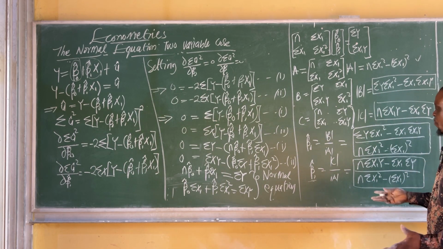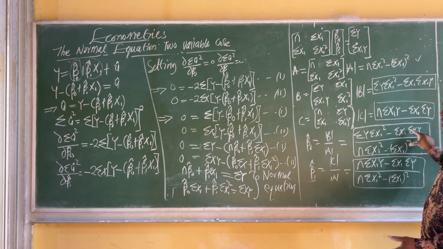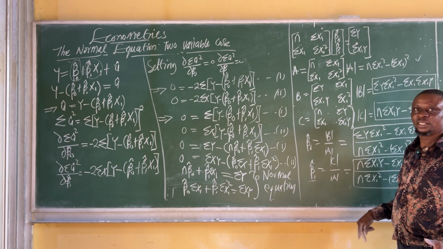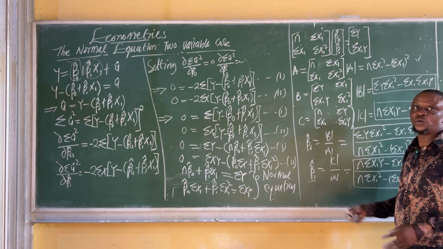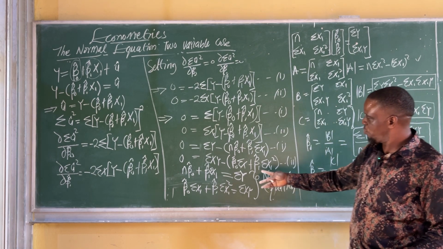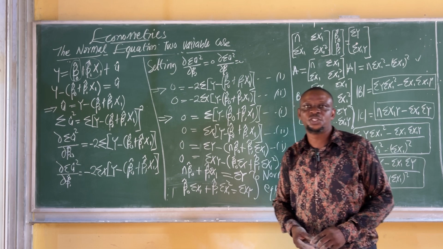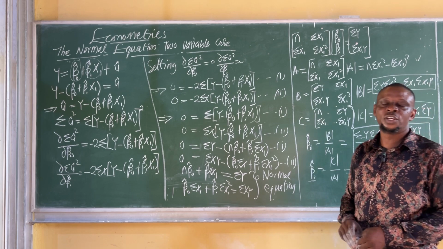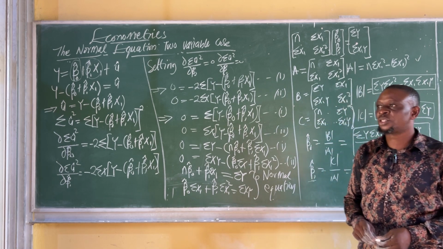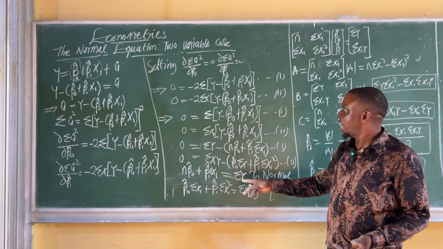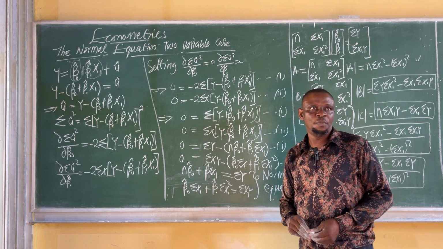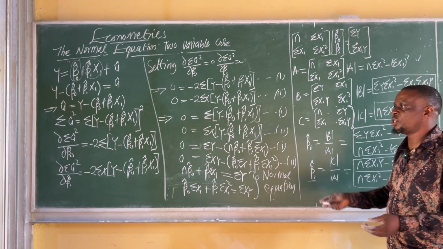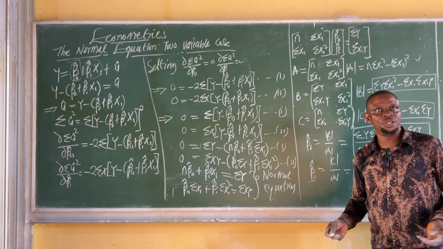So you see that from this point, you can just substitute the values that you are given, and you'll be able to get the values for beta 0 hat and for beta 1 hat. Or from the normal equation, you can just substitute and use the simultaneous equation method, whether Cramer's rule like we have done here, or the substitution method, elimination method, or any of the methods, and you'll be able to calculate the regression coefficients. So that from there, you can give the interpretation of your results, and that will be it.